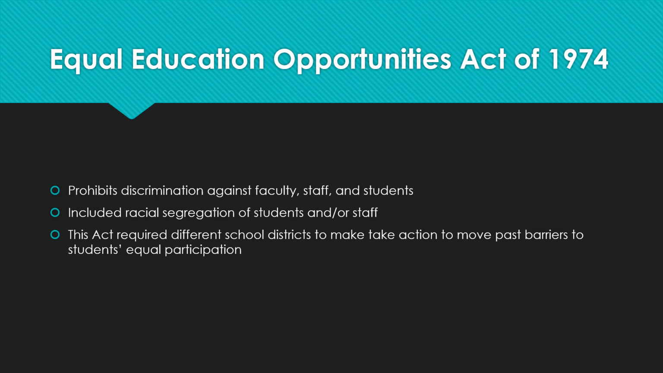Next, we have the Equal Education Opportunities Act of 1974. This basically prohibited discrimination against faculty, staff, and students. This included racial segregation of students along with staff. This act required different school districts to take action to move past barriers to students' equal participation.